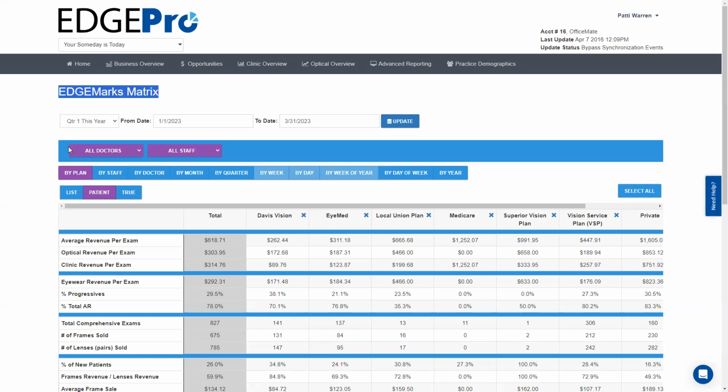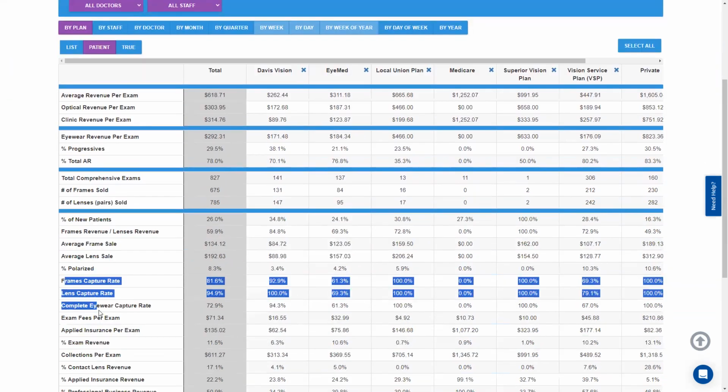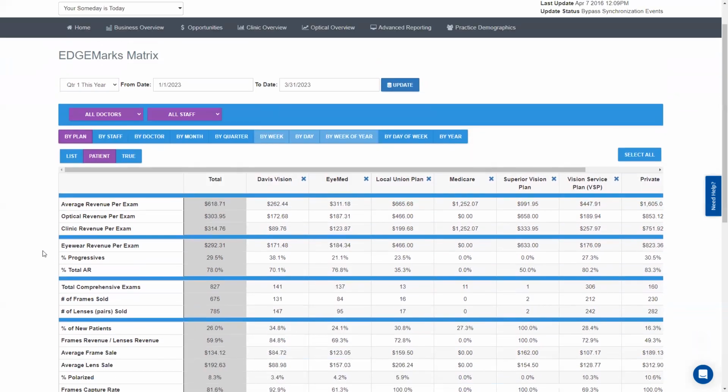So what do I mean by that? On this particular page, we can see like our average revenue per exam, or on average, how much optical revenue per exam. How about average frame sale, average lens sale? I do have my capture rate, my different types of capture rate. We have a lot of different details. I always tell everybody between the sales matrix and the EDGEMarks matrix, you can find just about any metric that you're looking for. But the matrix pages are all about comparison.